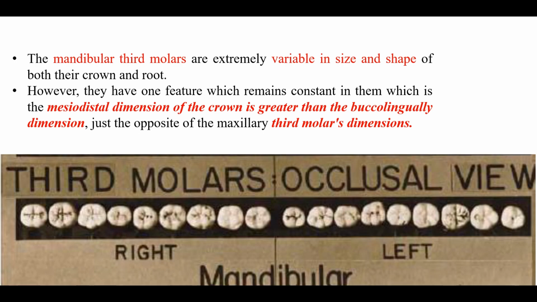Even the mandibular third molars are extremely variable in both size and shape. But the only thing which is constant in the case of the mandibular molar is its dimension. That is, if you remember, it is wider mesiodistally compared to the buccolingual dimension. You can see in the image also, it is wider mesiodistally compared to the buccolingual dimension. It is the opposite of the maxillary third molars. The maxillary third molars are wider buccolingually compared to the mesiodistal dimension.